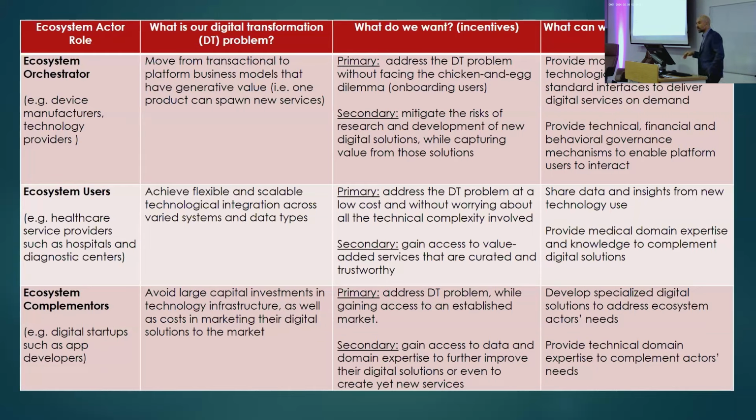And sorry for the slide, I'm not going to go through it, I'm just giving you a sense of what's in the book. The book discusses each ecosystem actor's digital transformation problem, the key incentives to participate, and the key activities each of those actors contribute in order to realize the joint value proposition. And depending on the role and needs of each actor, these things will vary, right?